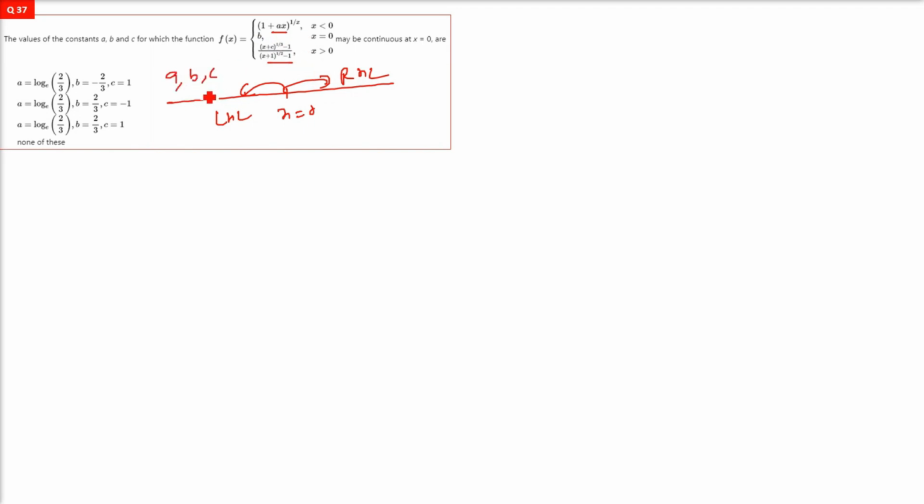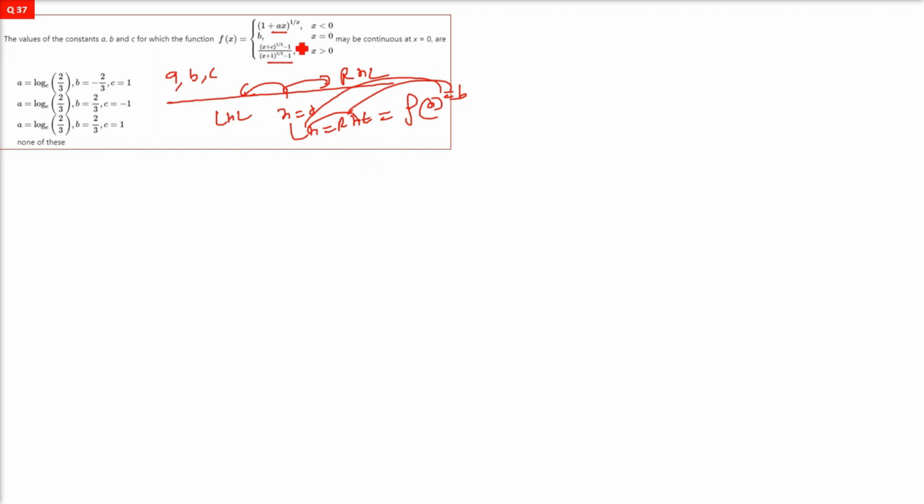You need at least 3 equations in order to get 3 variables. 3 equations for 3 variables, 2 equations for 2 variables, 1 equation for 1 variable. That is how it goes. So this left hand limit and right hand limit we have to equate, and we have to equate them with the value of the function at 0, which is actually b here. So just equate like that.